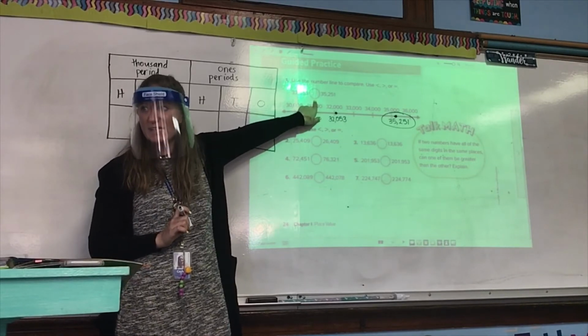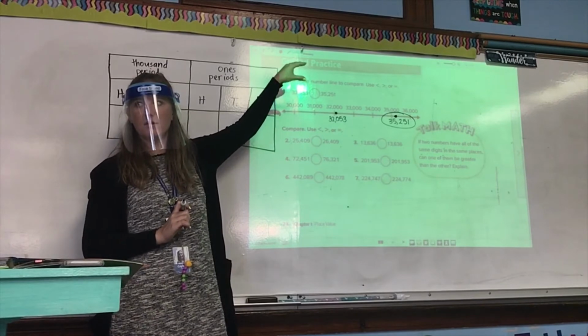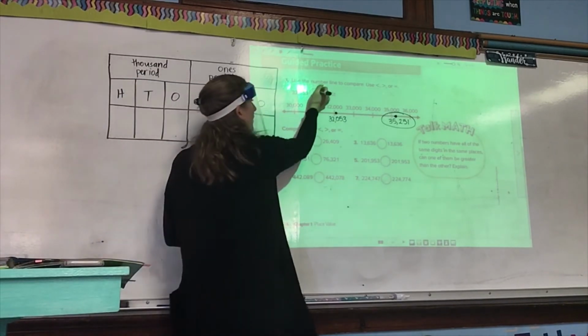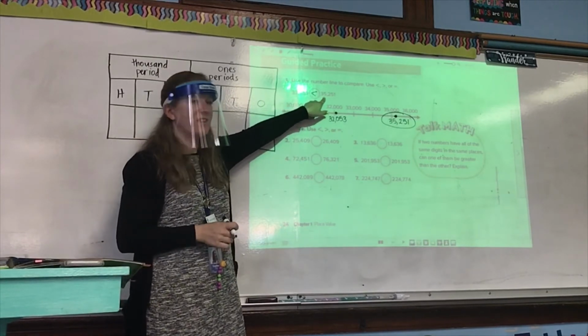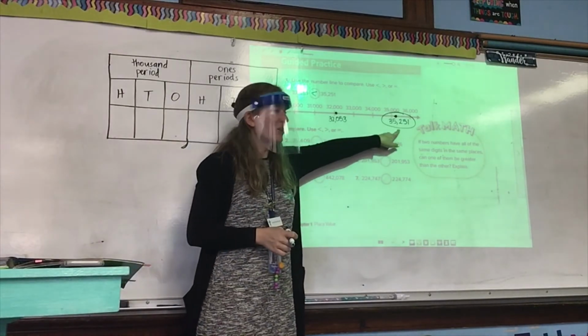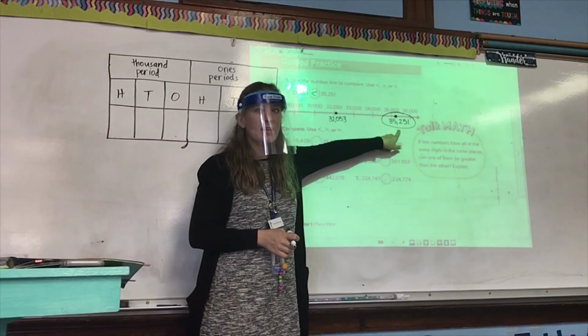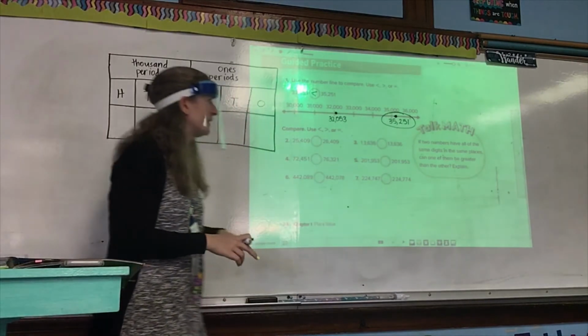Less. So which way does the alligator's mouth point? To the left or to the right? To the right. 32,053 is less than 35,251. Remember, on a number line, whichever number is on the right is greater, because numbers get bigger as they go to the right on a number line.